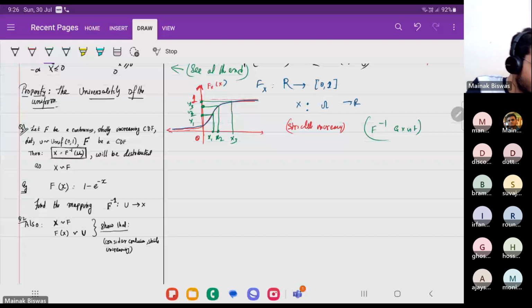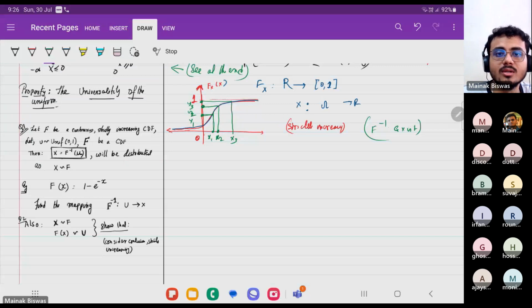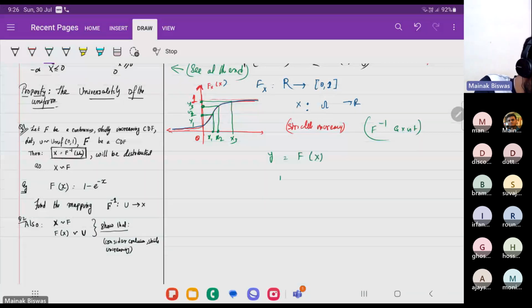Yes or no? Others, is it okay? So for every value of y, what is it? So y is equal to f of x. So f inverse of y is equal to x if and only if f is bijective, right?